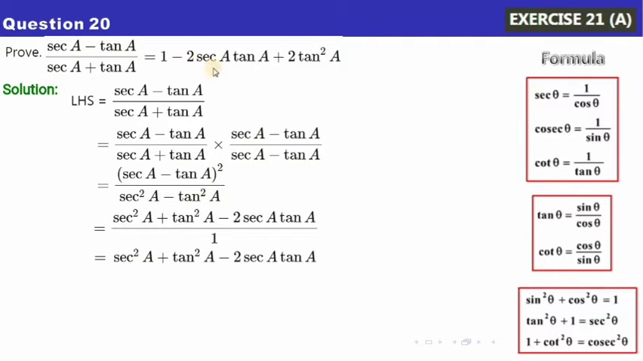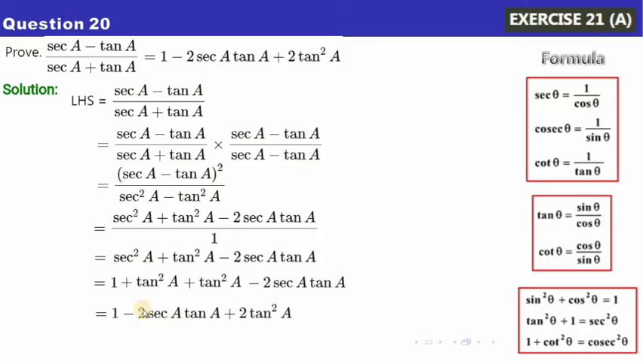Now in our proof, I want tan square only. I don't want sec square, isn't it? So I want to remove this sec square, and for that I am going to use this formula. So sec square A can be written as 1 plus tan square A, isn't it? So if I do that, then this is 1 plus tan square A. We have tan square A minus 2 sec A tan A. Now when you rearrange this, 1 minus 2 sec A tan A first, then we have tan square A plus tan square A is 2 tan square A, and that's what we wanted to show here, isn't it? So you may pause the video and note down the solution.